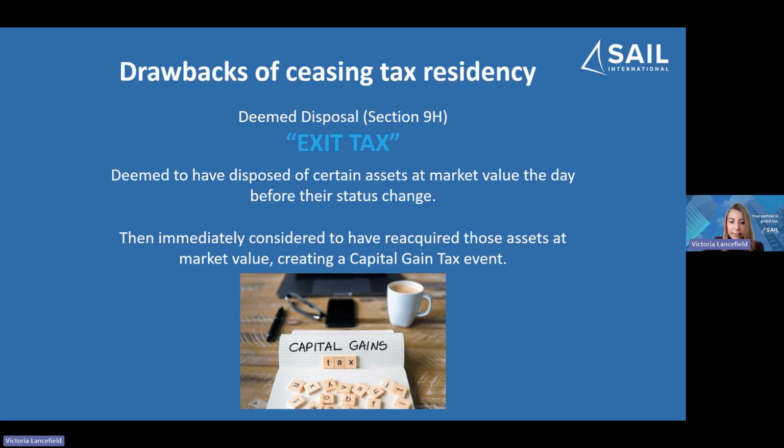In some cases, you can plan your optimal date of ceasing tax residency to minimize your exit tax liability. For example, if you only acquired capital assets abroad after you left South Africa, you might want to break tax residency to the date you left South Africa to avoid them being caught in the scope of this exit tax.